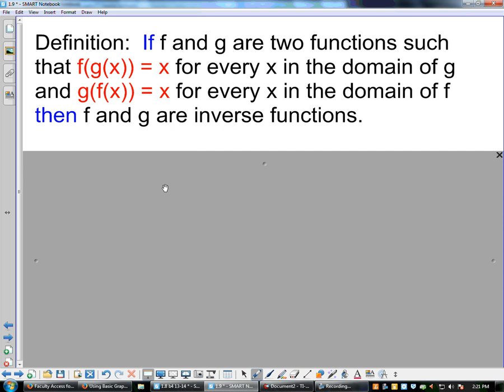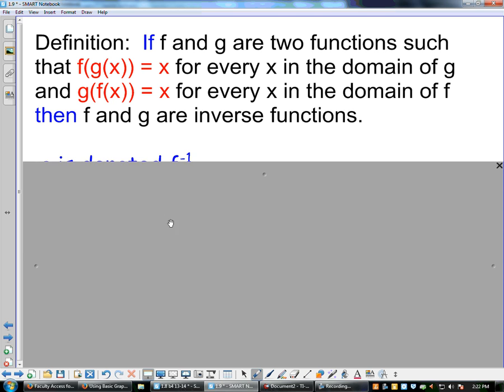So here's our formal definition for inverse functions. If f and g are two functions, so that we can take the composite f of g and g of f, and we get x both times, then f and g are inverse functions. All right? So if f and g are two functions, so that when we take the composite f of g of x and the other way, g of f of x, and we get x both times as our answer, then f and g are inverse functions. Everybody okay with that?